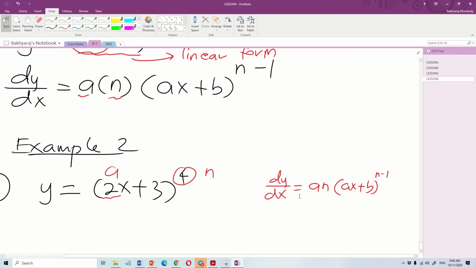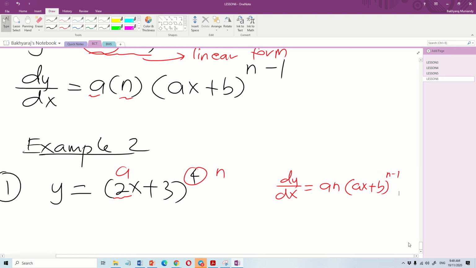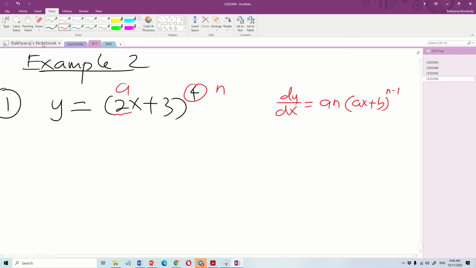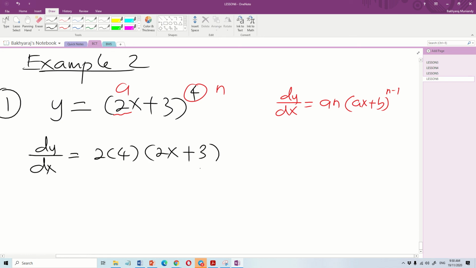So itu formula dia. So once saya tahu formula dia, then I can go for the last answer. So last answer is dy/dx sama dengan 2 times 4 and then 2x plus 3 power of 4 minus 1. So akan dapat 8 (2x plus 3) power of 3 lah. Okay, boleh tak saya expand 8 ni masuk dalam? Okay, itu paling penting, remember 8 ni jangan expand dalam.